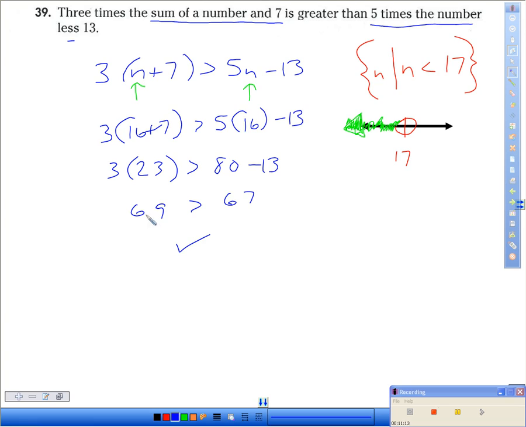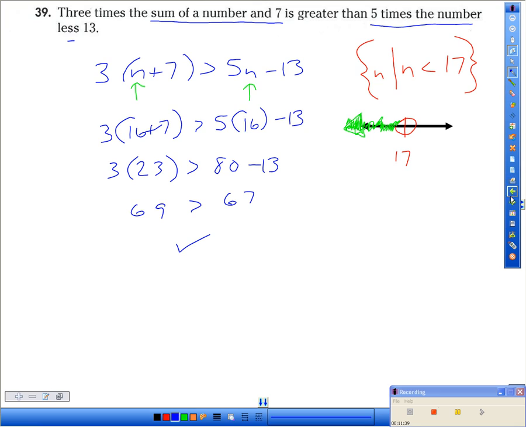On the equation, we always need the left-hand side to equal the right-hand side. When we're checking an inequality, we don't necessarily want the left-hand side to equal the right-hand side. We want for it to compare to the right-hand side with whatever symbol we see in the middle. So in this case, 69 is greater than 67. So we want to show that the left-hand side is greater than the right-hand side.